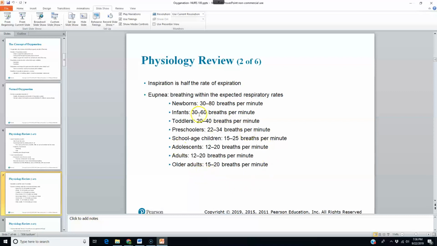So this is why it's very important to have a general idea of what the norm is for each individual age group. Because obviously if a newborn was breathing 50 times a minute, that wouldn't be anything to be concerned about. But if it was an adolescent or even a school-age kid, we would be very concerned, because obviously they shouldn't be breathing any more than 20 to 25 times a minute.